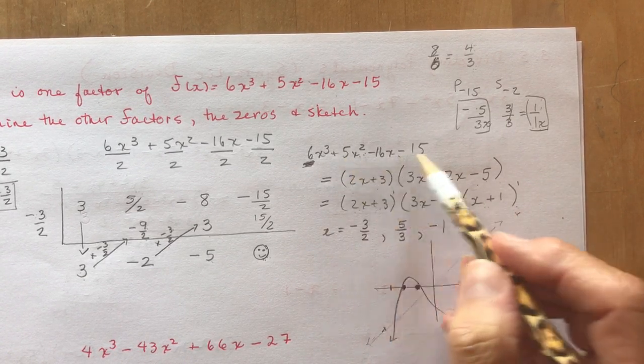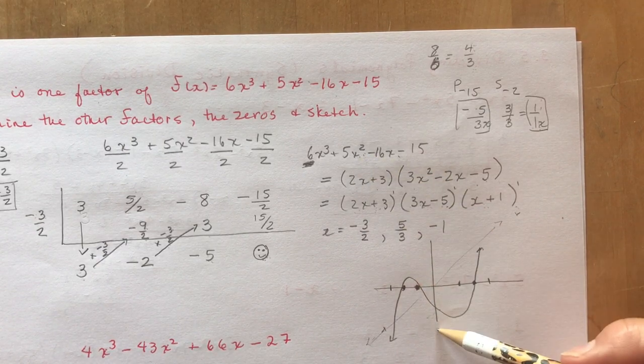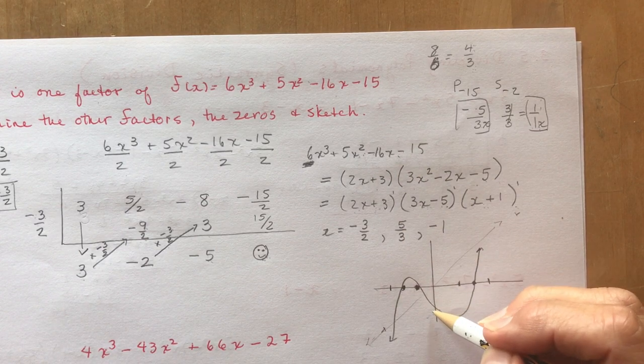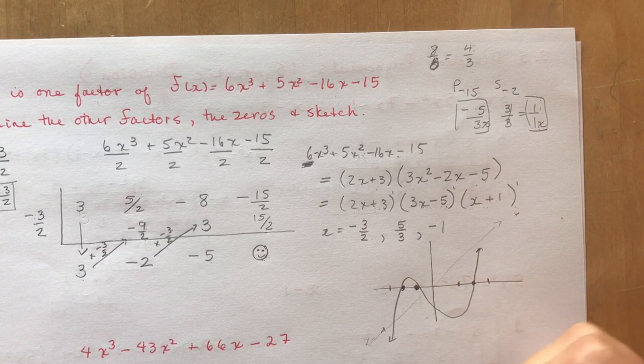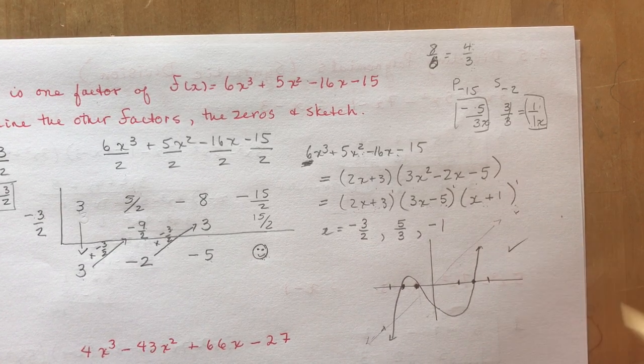Now, if you wanted to be more accurate with your graph, you could find the y-intercept, set x equal to 0, and you'd see this number has to be minus 15. So this is going way down, but that's okay. This is a sketch. Okay?